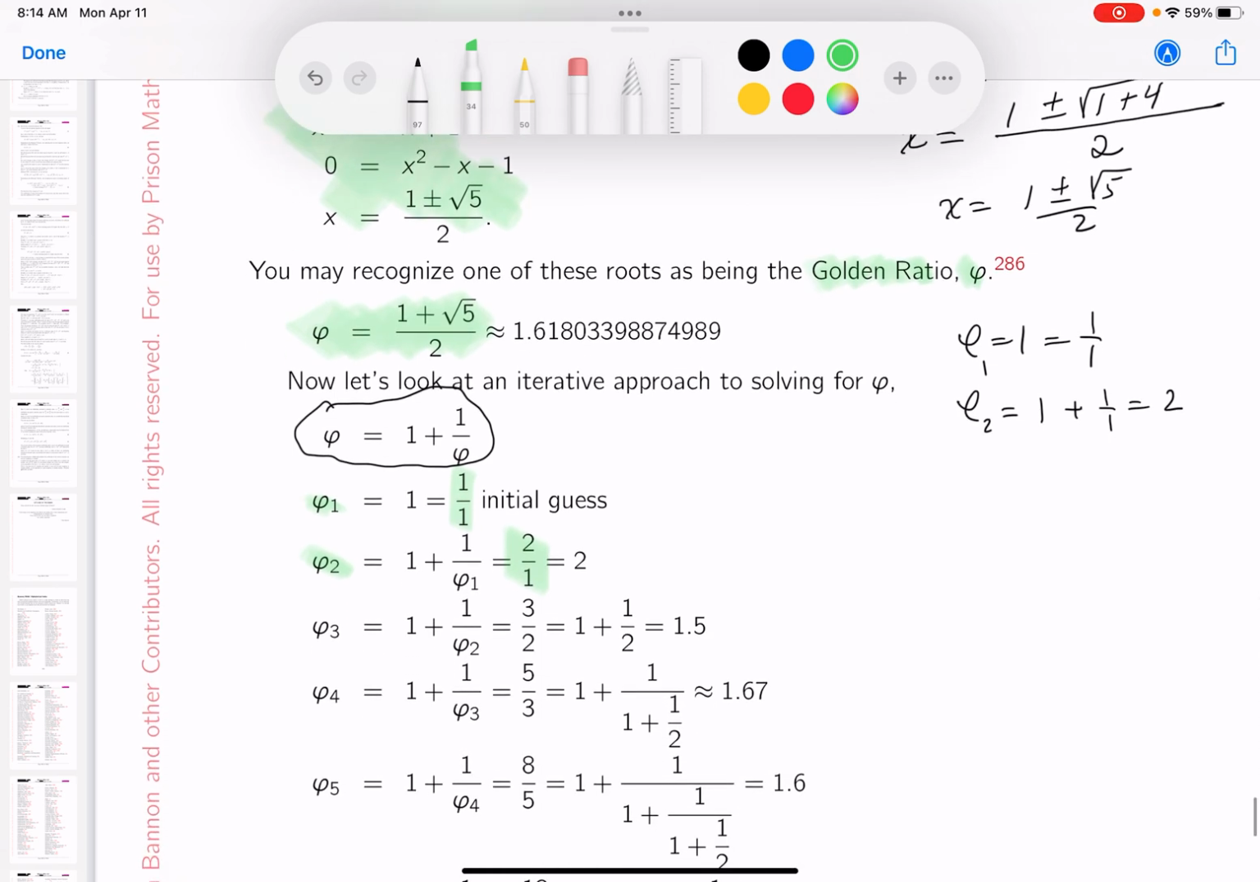Phi 3, 1 plus the reciprocal of the prior term, 1 over 2. That's going to be 3 halves. The next one, well, I better write that one down, shouldn't I? You write down phi 3 too then.